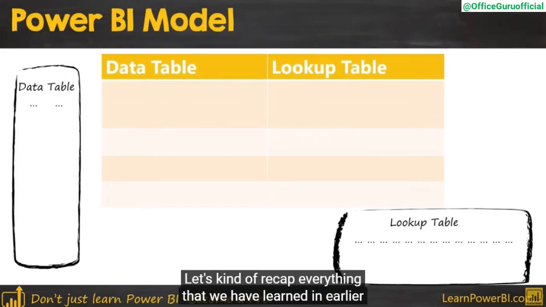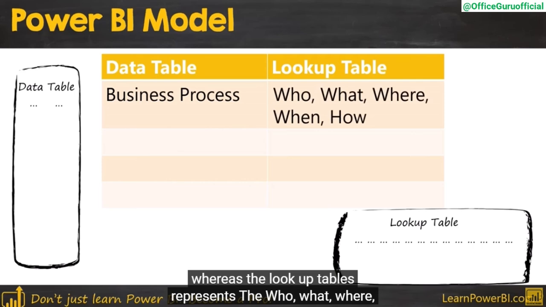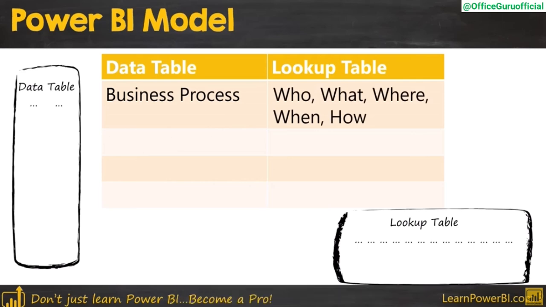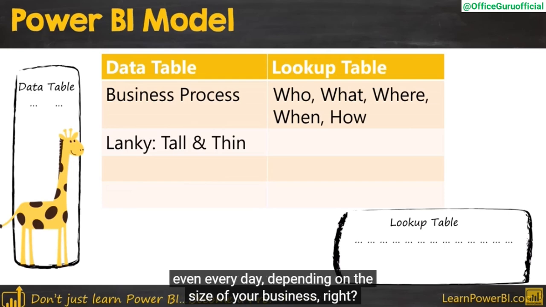Let's recap everything that we have learned in earlier modules and so far about data table and lookup table. So data tables typically represent a business process, whereas the lookup tables represent the who, what, where, when, how. Data tables are lanky. Think giraffes, tall and thin. Right, so they have lots and lots of rows, and data tables tend to grow, right? So sales, you can have 1 million sales transactions every year, even every day, depending on the size of your business, right? So they really grow fast.